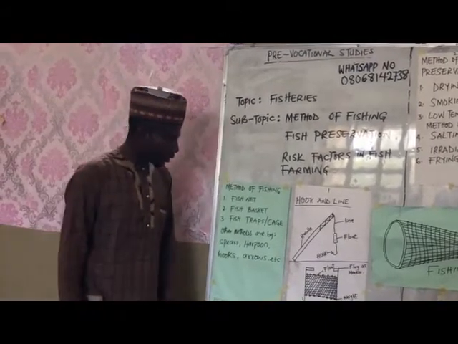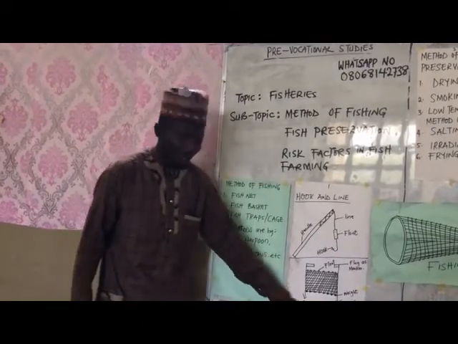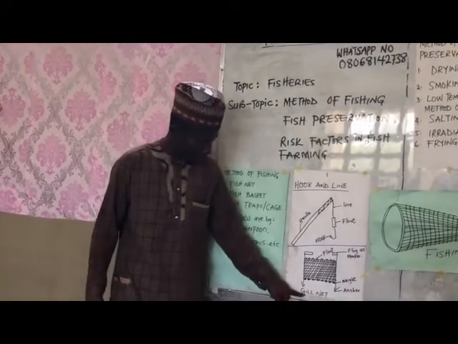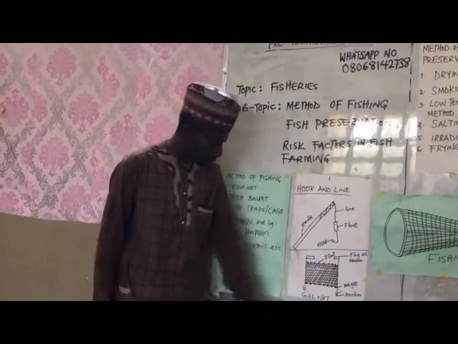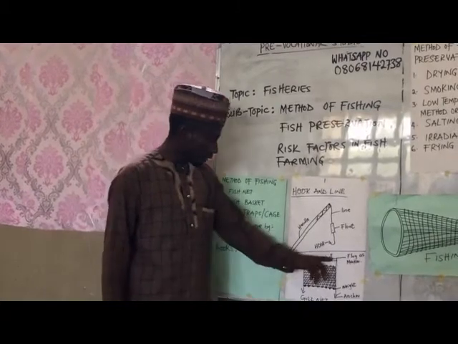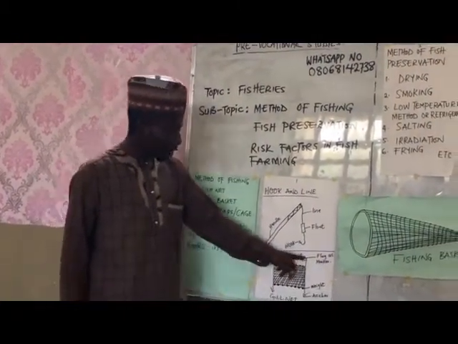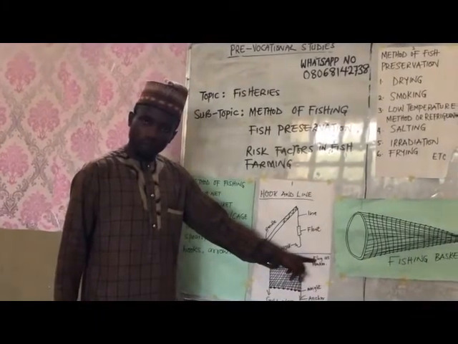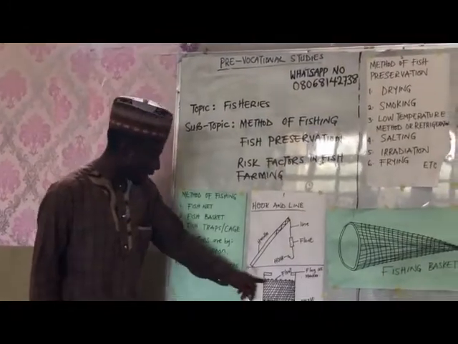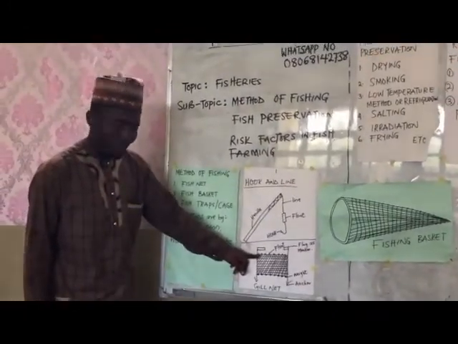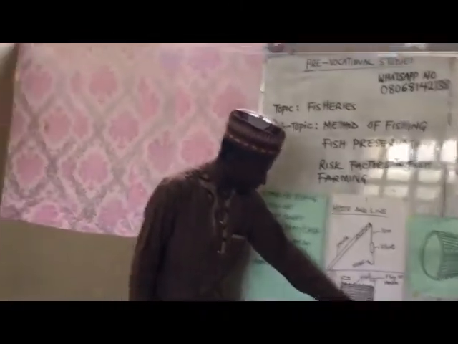One of the examples of this net is what you are seeing here, which we refer to as gill net. As you can see, it has a pole here, it has another pole, and a flag is attached to the upper part of the pole to serve as marker. It has float, or what we refer to as floater. It has lead weight, and it has anchors.